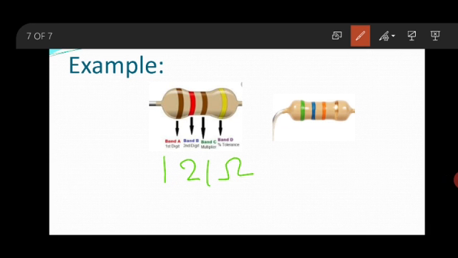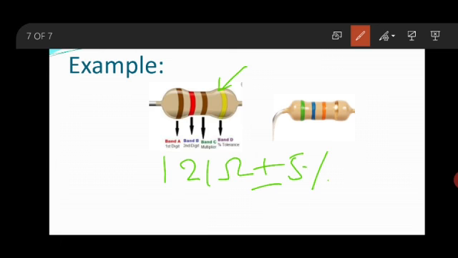What is the tolerance? Which color will be mentioned here? There is a gold. The gold means plus or minus how much here? 5%. Right. I hope you understood this one.